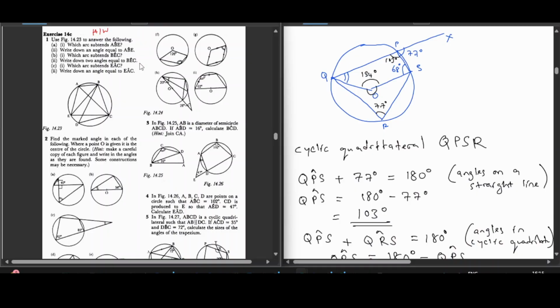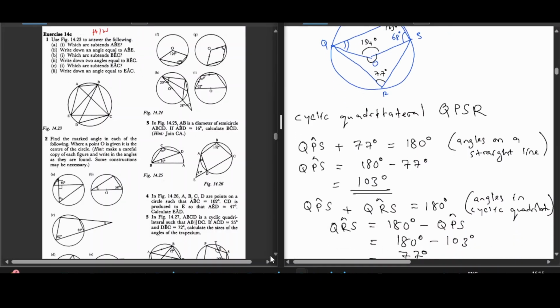Number 2, find the marked angle in each of the following, where we have a point O as center. It is given. It is the center of the circle. Then the instruction is: make a careful copy of each figure and write in the angles as they are found. Okay. So let us discuss here.